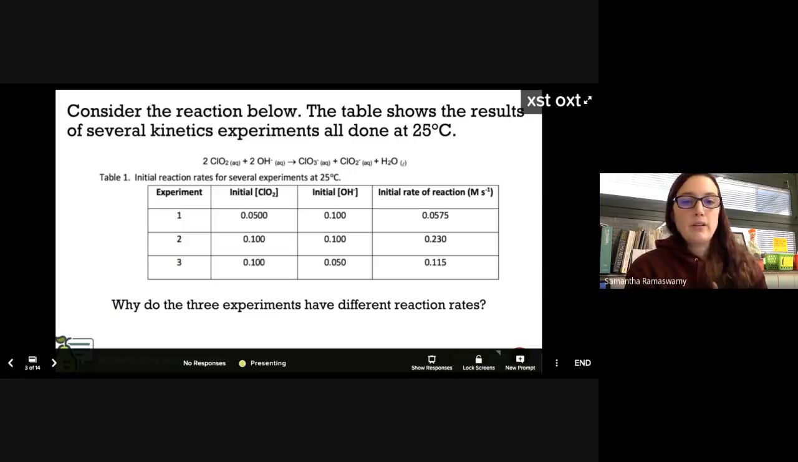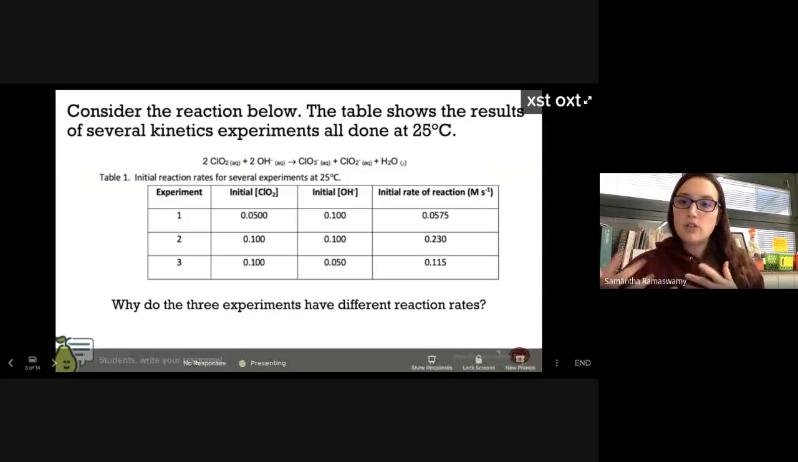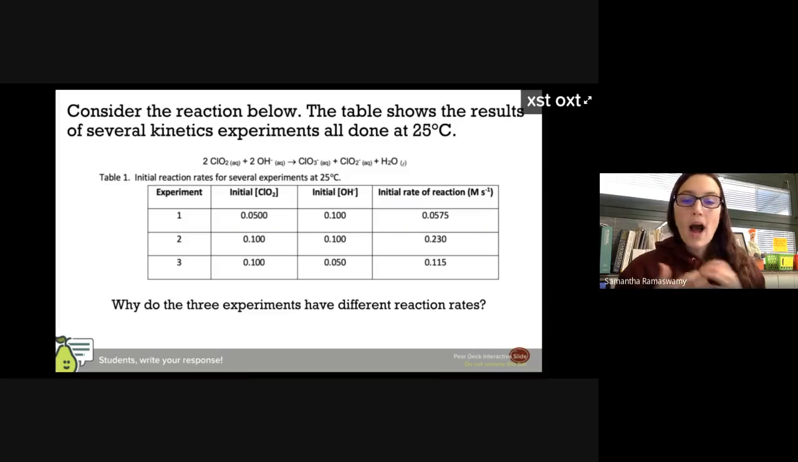So now I just want you to talk about the order that you just put in. Why do the 3 experiments have different rates? What is in this table that is causing it to have different rates of reaction? Based on those factors that we talked about on Thursday, what is changing that's allowing the rate of reaction to change?